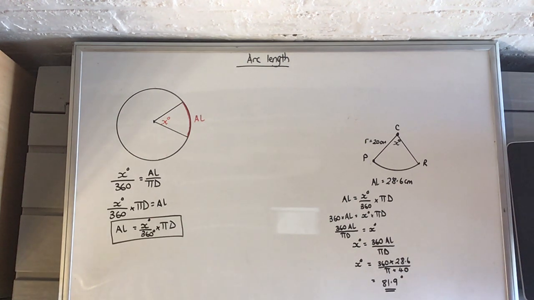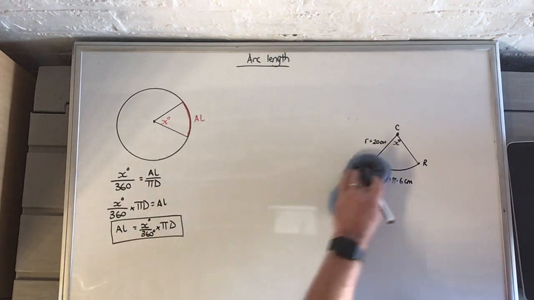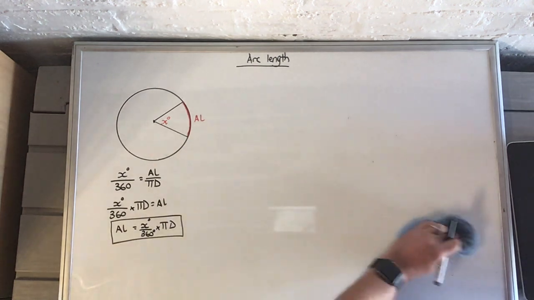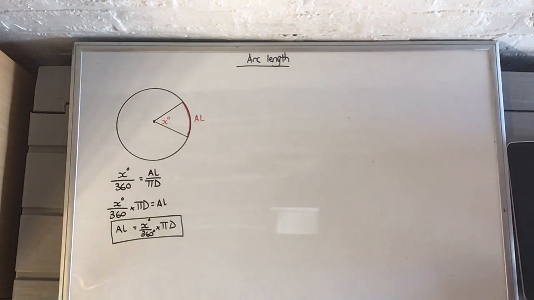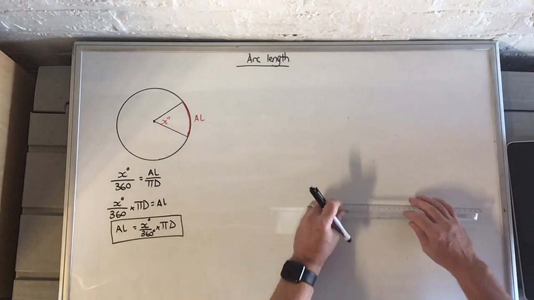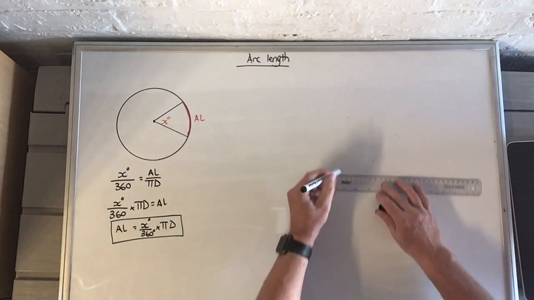So what else could we ask you? Well, we've got the arc length, we've got the angle at the centre. Could ask you for the perimeter. So let's do one with a perimeter in it. So let's draw another arc. So we can find for you. So let's make the arc a wee bit different this time.